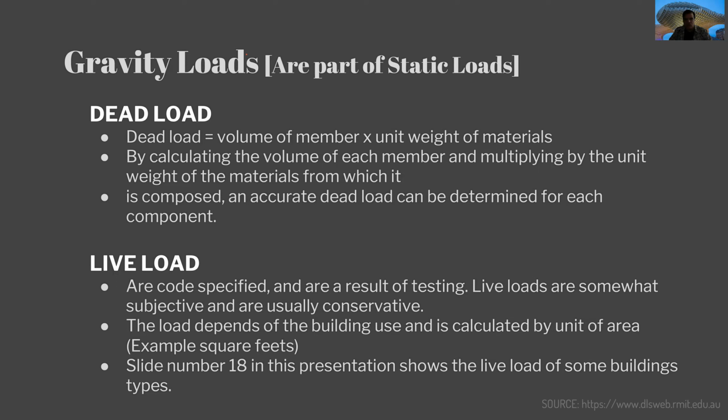Live loads, on the contrary, are code specified. What that means is they are a result of testing, they are not exact, are subjective, and are very conservative. What we do is that we will have a building, and the codes will tell us, depending on the use of the building, what is the live load that that building is supposed to have. Residential buildings, 40 pounds per square foot, for example. Industrial buildings with big machines inside, maybe 120 pounds per square foot, etc., etc.